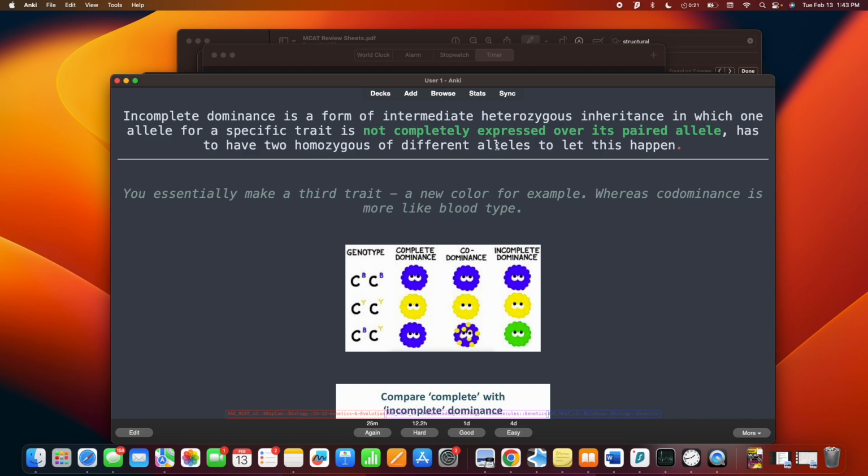Incomplete dominance is when dominance for a specific trait is not completely expressed over its paired allele. You essentially make a third trait, a new color, for example.